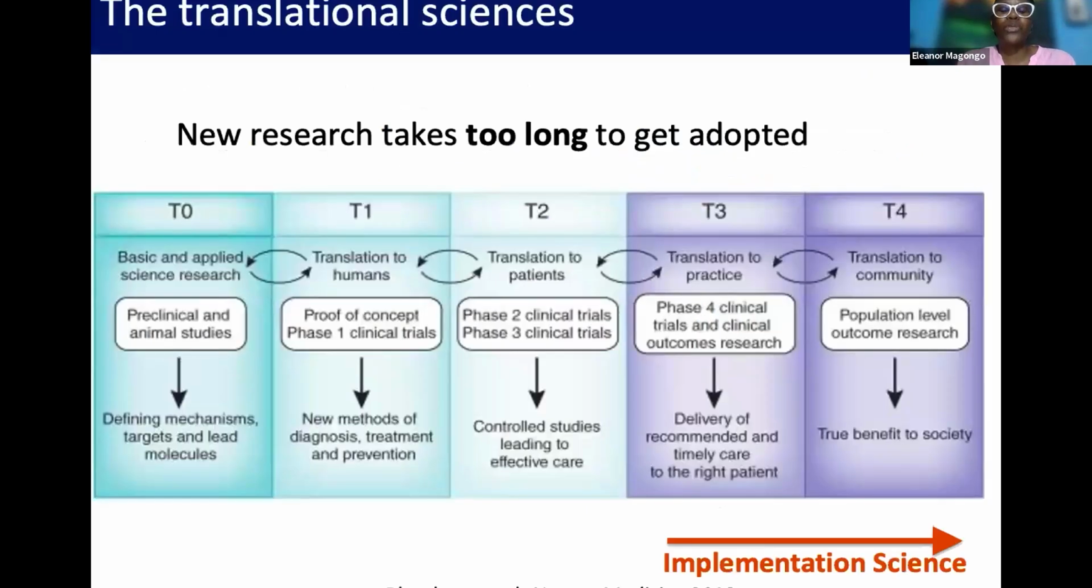So this is usually what we do. You start with preclinical animal studies, and then you go into proof of concept, the phase 1 clinical trials. We go into phase 2 and phase 3, and implementation science comes in at stage 4, where we are now getting into delivery of recommended and timely interventions to the right patients.